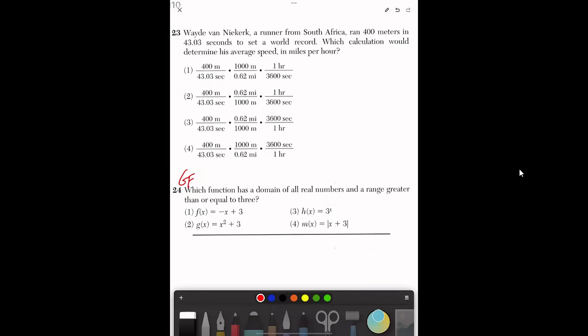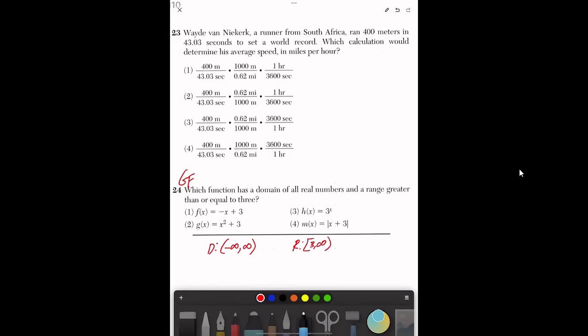Now, I'm going to convert that because the way that we've done this, domain, all real numbers means from negative infinity to positive infinity. And then for the range, that's going to be greater than or equal to 3. So we start at 3 and we go up to infinity. All right. So now that's what we're looking for.